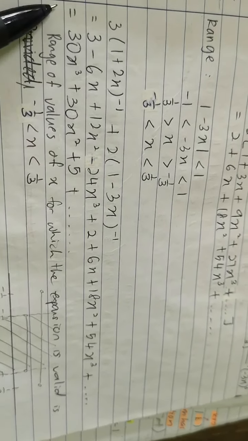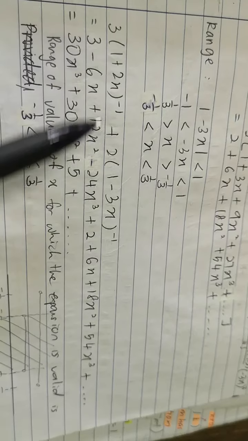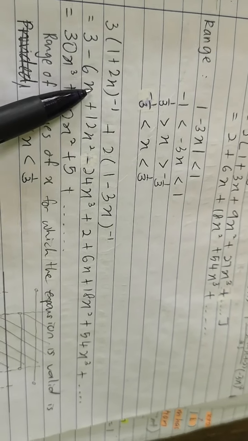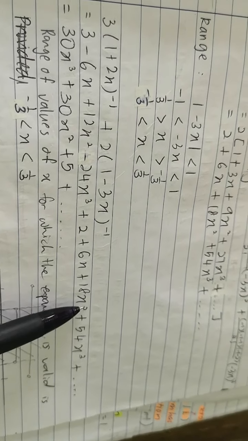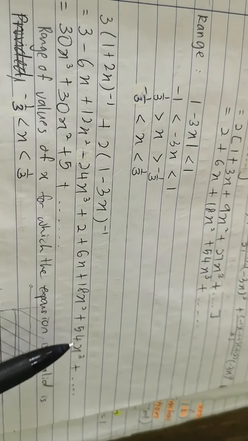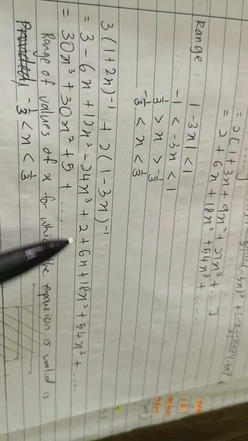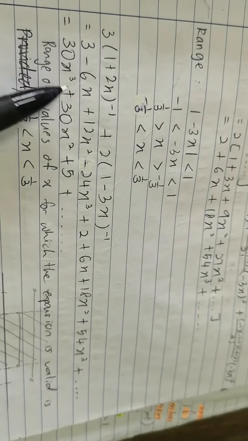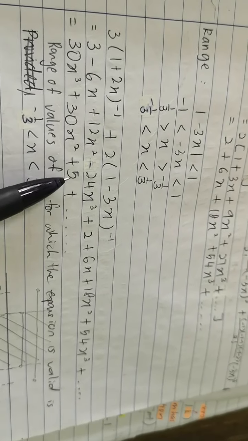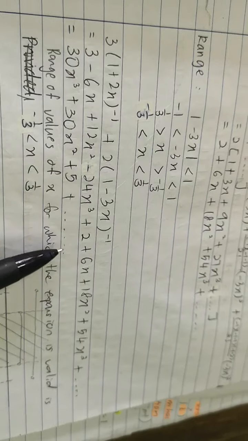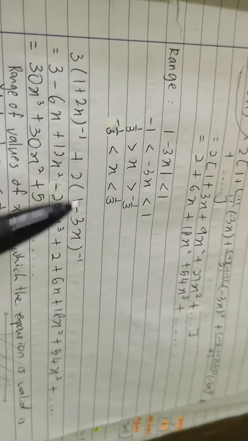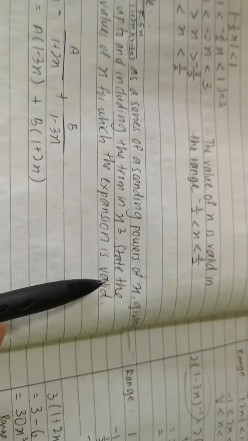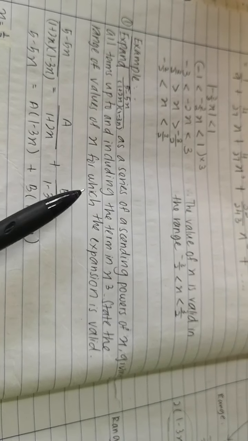Okay, so equal to, so this one the constant plus constant, the x plus the x, the x square combine with the x square, the x cube combine with the x cube. So you will get the answer is 30x cube plus 30x square plus 5 plus dot after the combination. Okay, next the question asks you to state the range for where the expansion is valid.